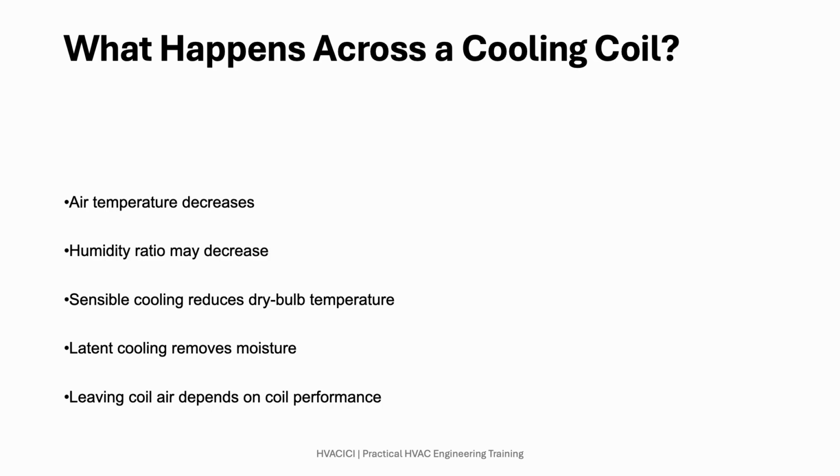When air passes through a cooling coil, its dry bulb temperature decreases. If the coil surface is cold enough to remove moisture, the humidity ratio also decreases. That is when cooling and dehumidification occur together.